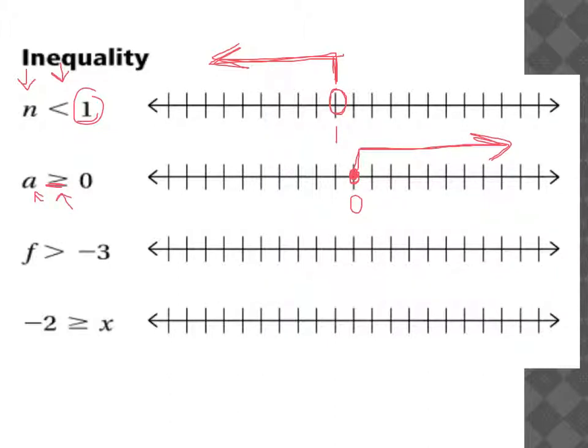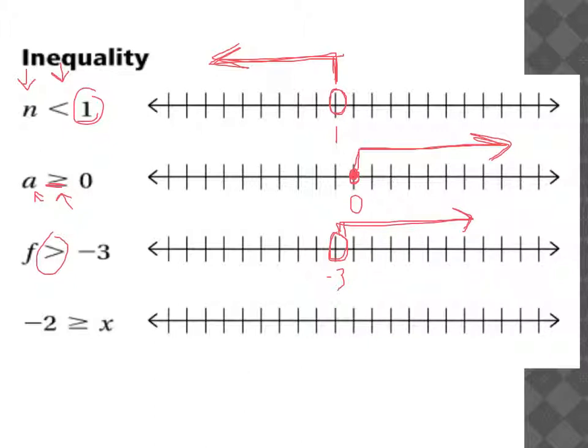The next point would be at -3. So I'm just going to label -3. There's no line on my symbol, so it's going to be an open circle. And it says f is greater than, so it's going to be any numbers that are greater than -3 is what I want to graph.